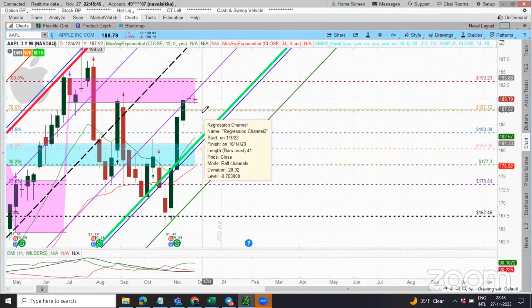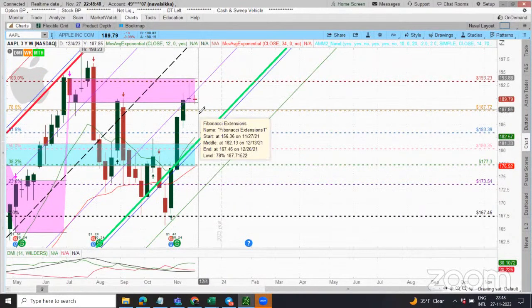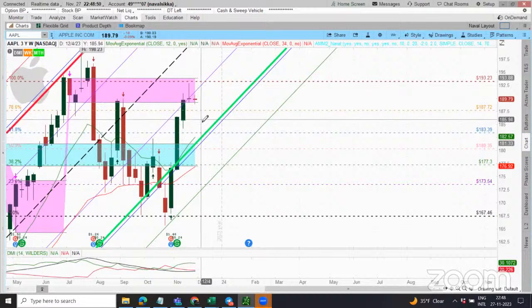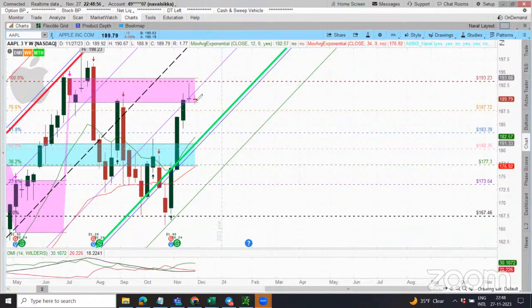But as of now, it needs to lose 180. Practically, it needs to lose 186 to mark anything on the negative, Aditya. Because when we are looking at the evening star, we want this entire piece to be covered by a red candle. And that will be a break for 187.